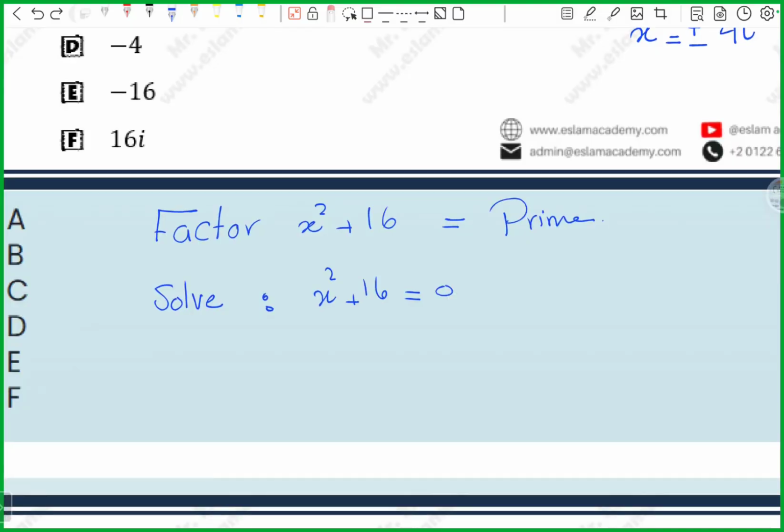We can solve it because the solution does not depend only on factorization. The solution is not dependent on factorization. There are many different ways. So we can solve, but we can't factorize.